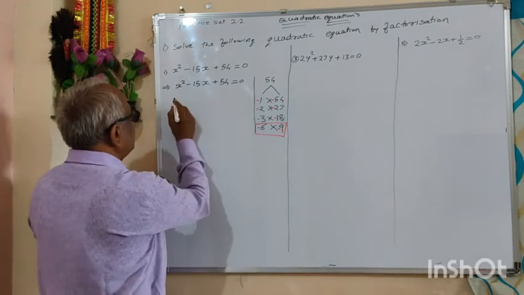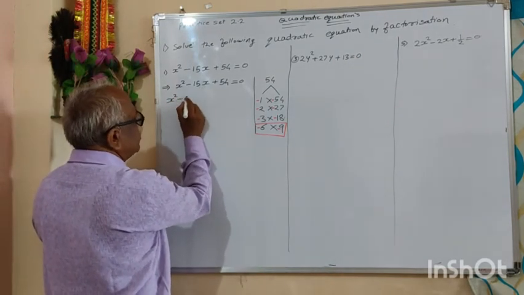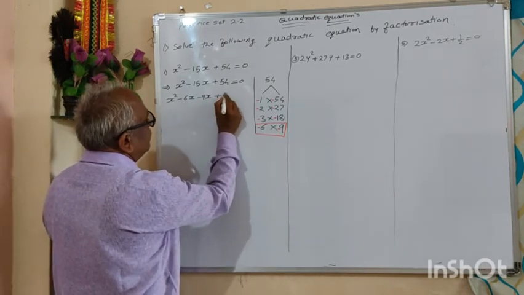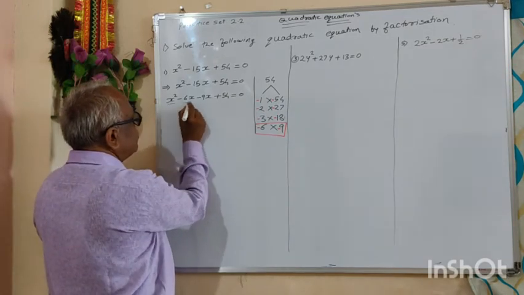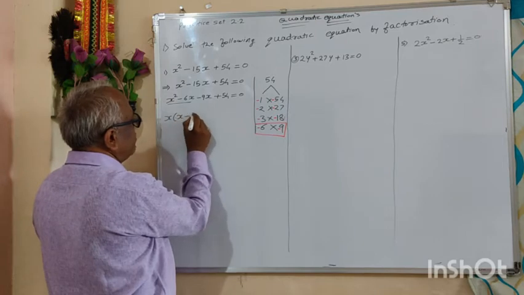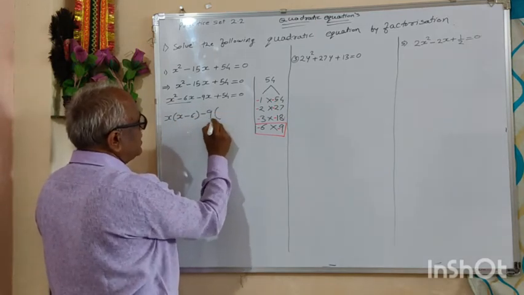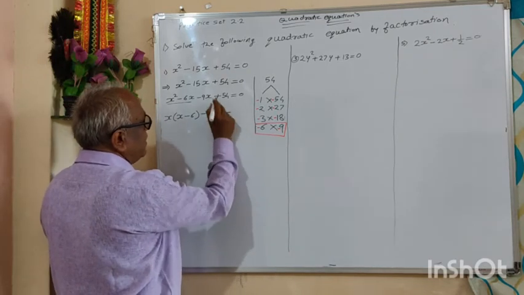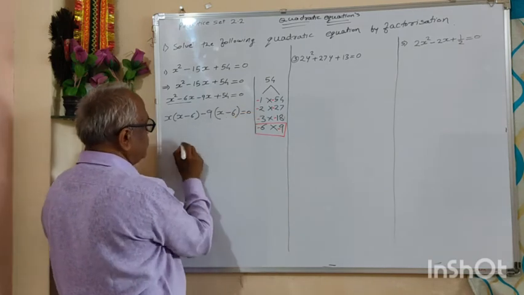Now we are going to split the middle term. Now here, instead of minus 15x, in this way: x square minus 6x minus 9x plus 54 is equal to 0. Now from these two, x is common. Inside the bracket x minus 6. Here minus 9 is common. Inside the bracket, x remains, minus into minus is plus, 9 into 6, that is 54, is equal to 0.